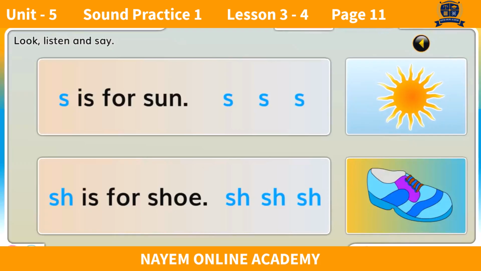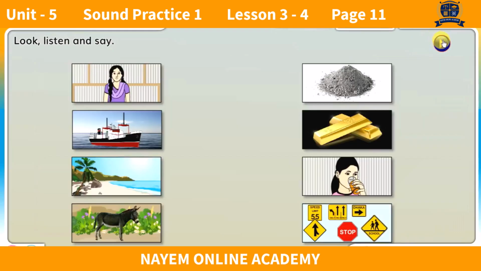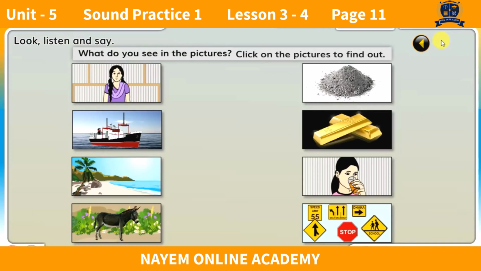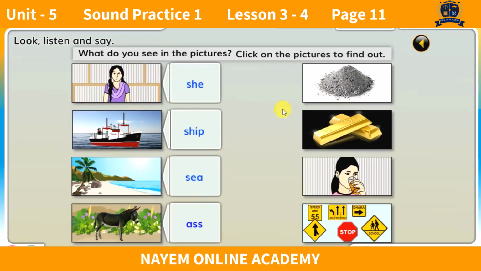Look, listen, and say. What do you see in the pictures? Click on the pictures to find out. Sheep, sass, ash, shine. Sip, sign.